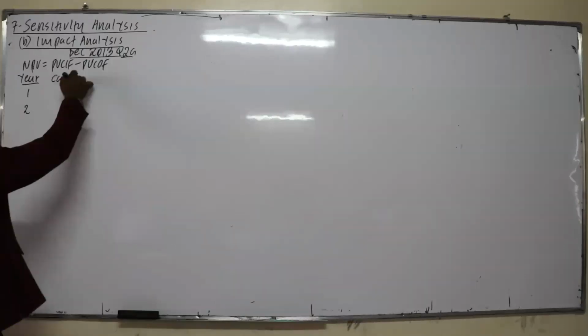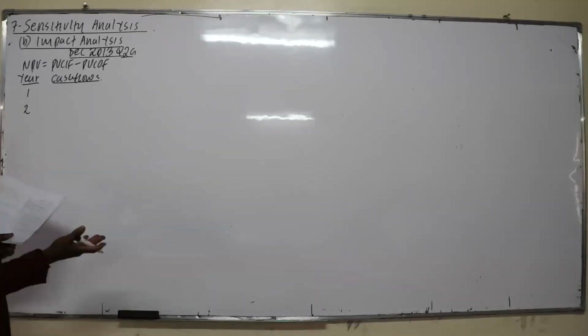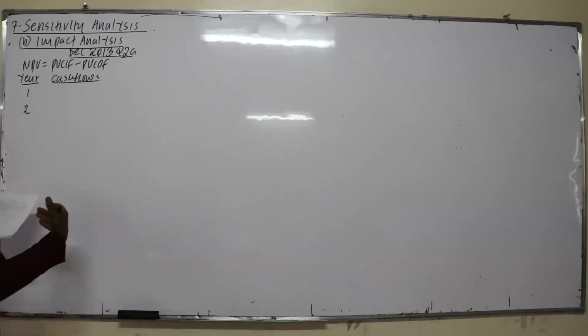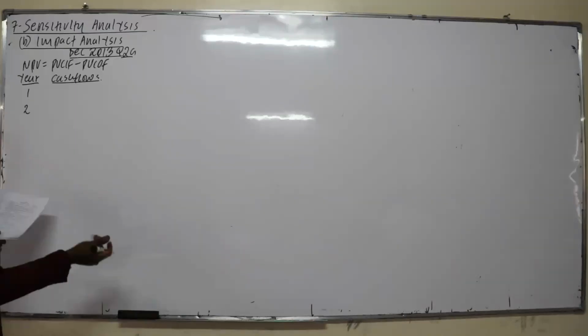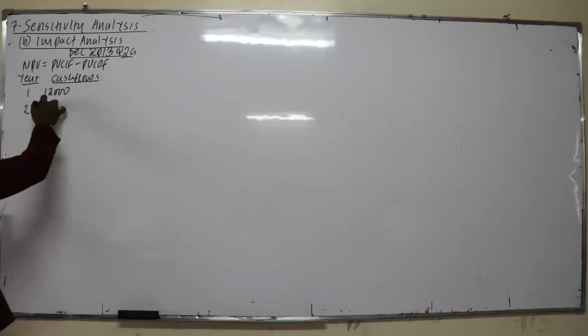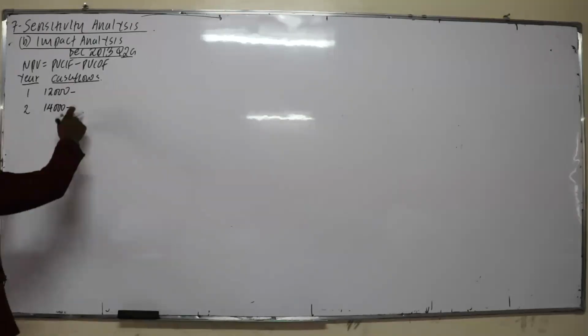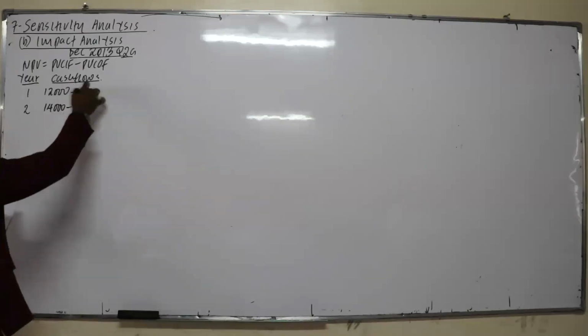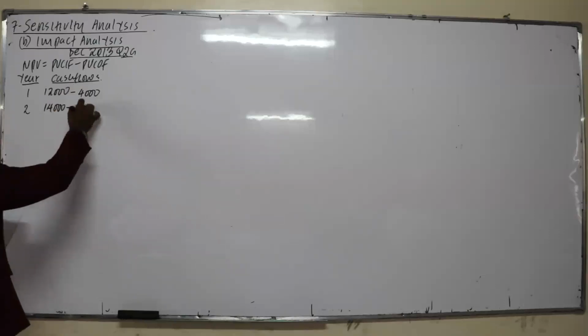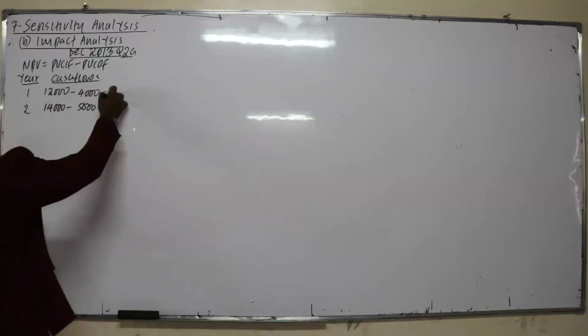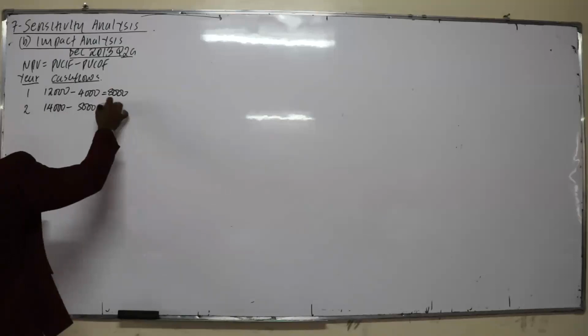In this case, we have the savings and the running cost. The savings represent the revenue. Then you are given the running cost. To get the net cash flow, you take the savings minus the running cost. So we have 12,000 and here 14,000. Then you deduct the running cost: year 1, it's 4, year 2, it's 5. So here you have a net of 8, a net of 9.